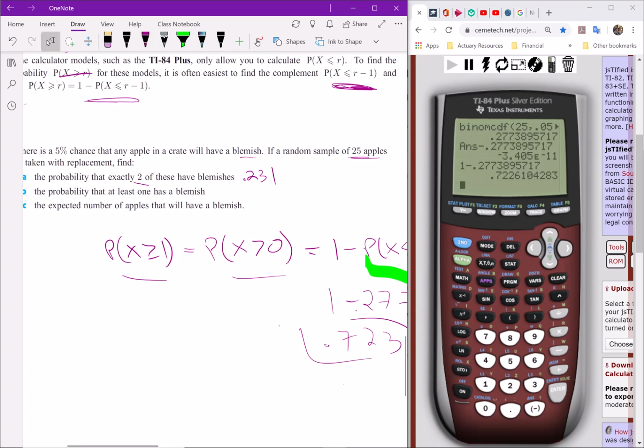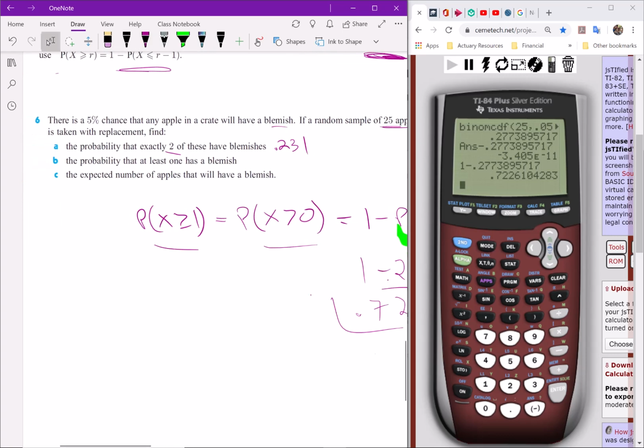So there's a 72% chance that at least one has a blemish. So likely at least one has a blemish. Then we want to know the expected number of apples that have a blemish. If I have my 25 apples in here, how many of them do I think are going to have a blemish?